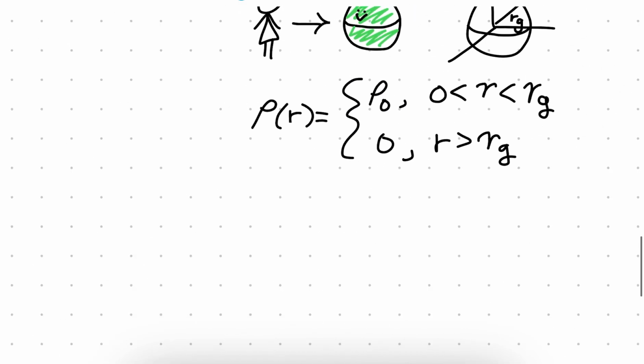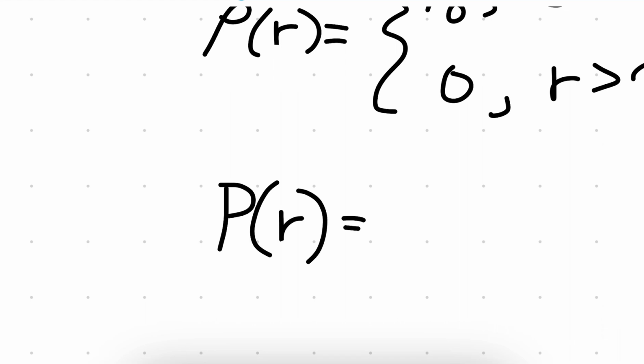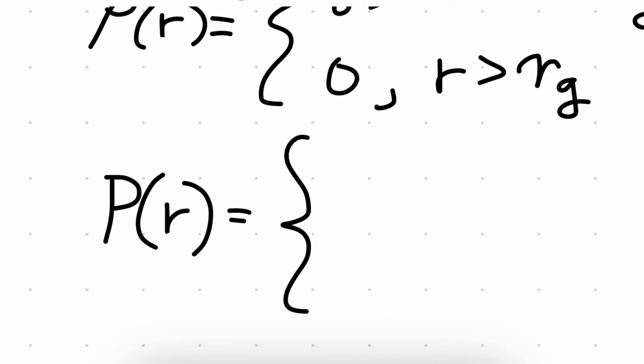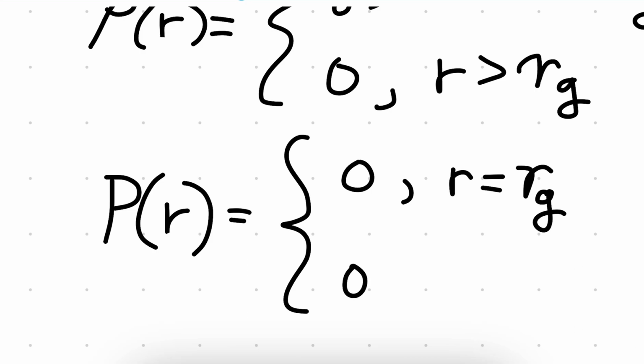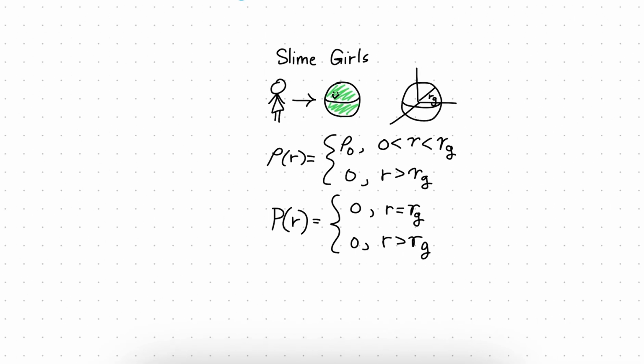Okay, and then the pressure stays the same. It's still 0. There's no pressure acting on it, except we just eliminate one component of the piecewise function. So it's 0 for r equals r2 or RG, and still 0 for r greater than RG. Okay, so those are my initial conditions.